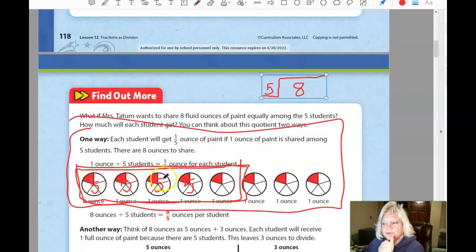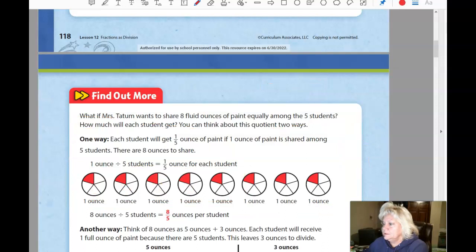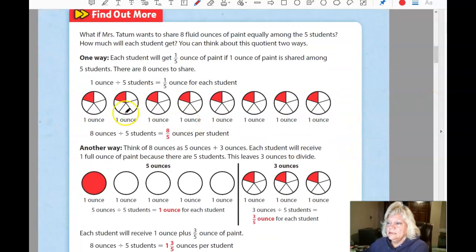1, 2, 3, 4, 5. So that means I have 1 big full ounce. And then I still have 1, 2, 3. 3/5. So each student's going to get 1 3/5. So now again, let me clear my board. Okay. And let's look down here.